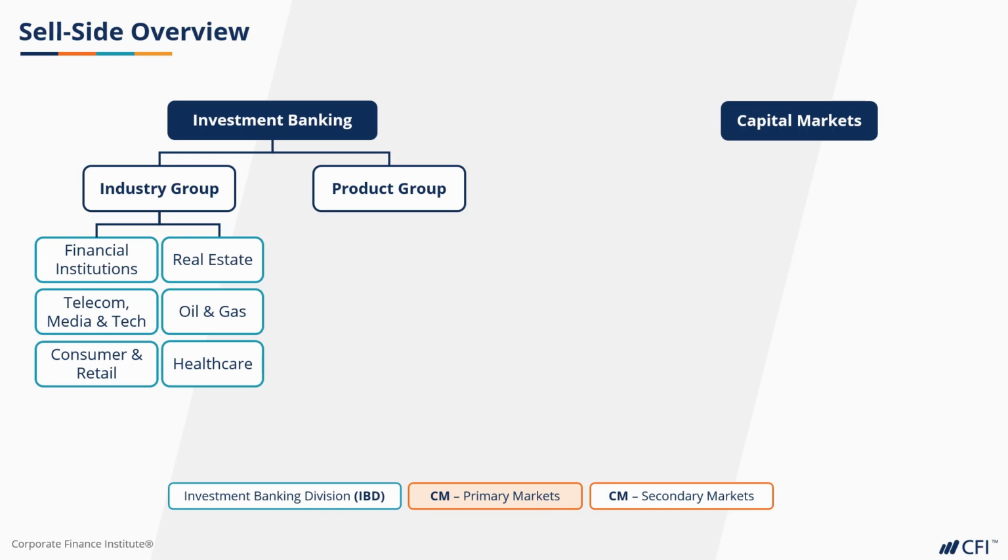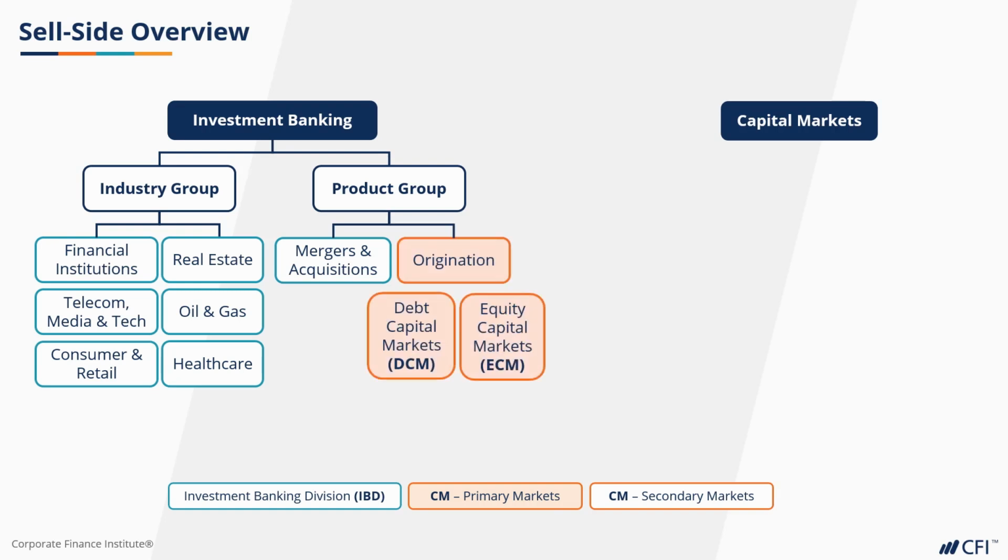Product group, on the other hand, is an industry agnostic group and focuses on delivering one service across all industries. The only IBD team that does this is mergers and acquisitions, M&A for short. They specifically offer one product, which is financial advisory work on M&A related activity across all industries from consumer retail to oil and gas. So this rounds out IBD. Now, nestled within the product group is origination. However, unlike all of the IBD teams, the origination group deals with securities. As a result, they are part of capital markets.